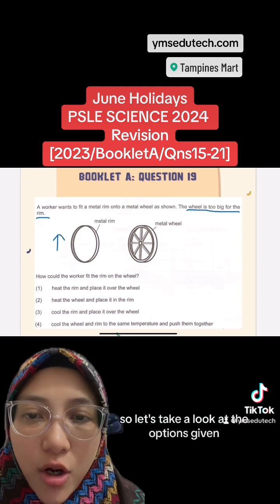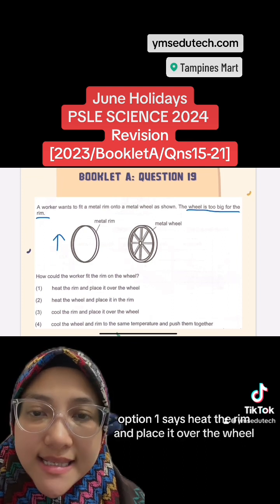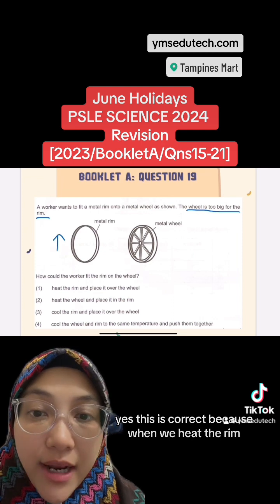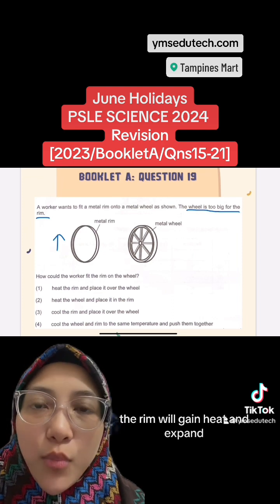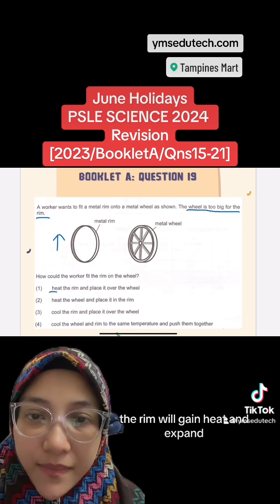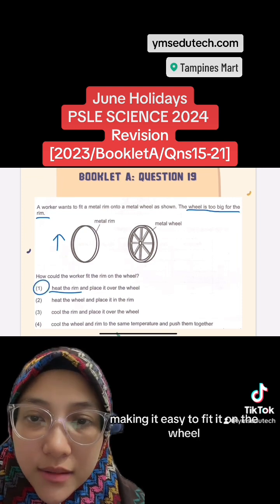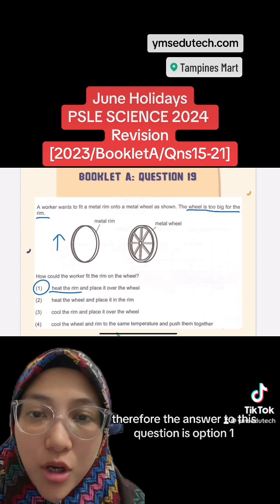So let's take a look at the options given. Option 1 says, heat the rim and place it over the wheel. Yes, this is correct because when we heat the rim, it will gain heat and expand, making it easy to fit it on the wheel. Therefore, the answer to this question is option 1.